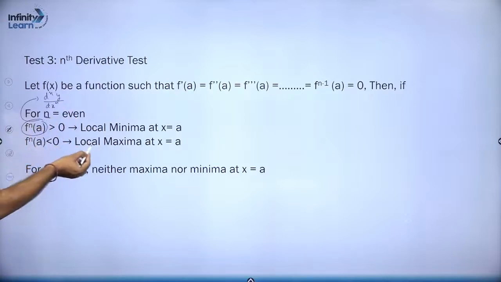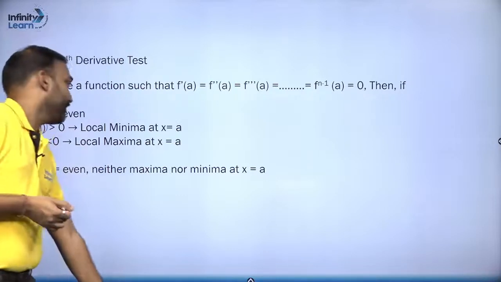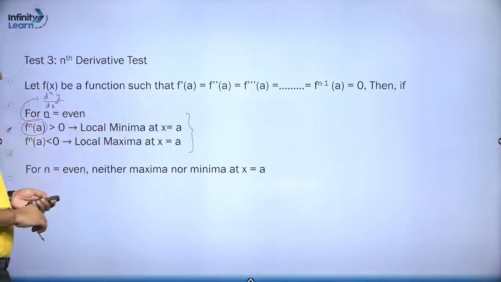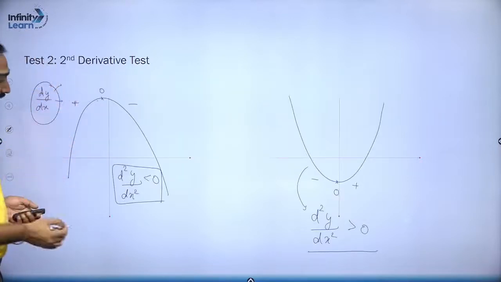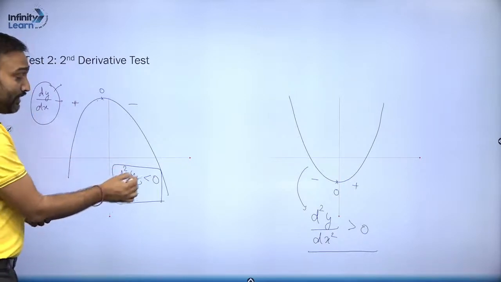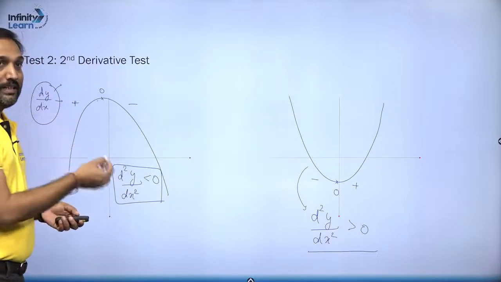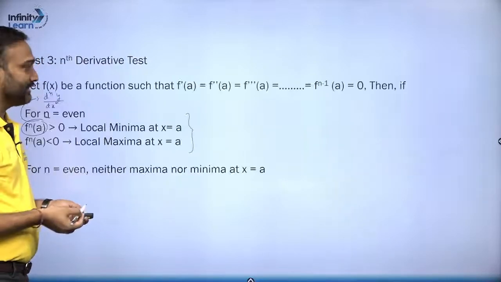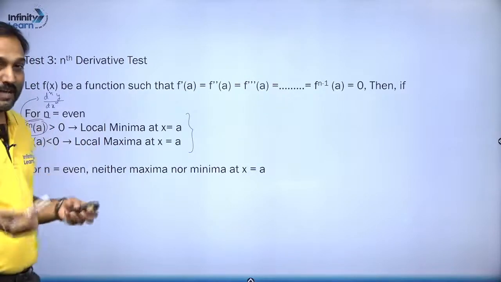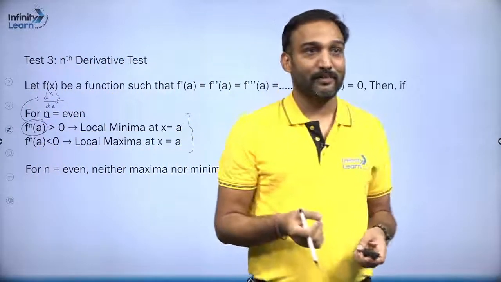If it is negative, I call it a local maxima. So when n is even. Now, to remember this, let us go back to the second derivative test. The second derivative test says double derivative. Double derivative means even, right? This is even. So when it's even, the signs will give me whether it's a local minima or local maxima. That's why I said we are generalizing this. Generalizing this for n. If n is even, you have a local minima and a local maxima depending upon the sign of dy by dx.